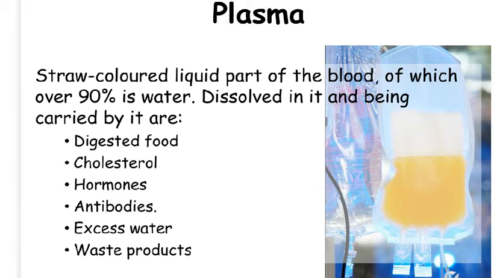Finally, the liquid part of blood is plasma. This is a straw-coloured liquid that is over 90% water. Plasma is important as it carries round red blood cells, white blood cells and platelets, but also because of all the other substances that dissolve in it to be carried around the body. Plasma contains digested foods such as amino acids and glucose, cholesterol, hormones, antibodies, excess water being taken to the kidneys to be removed, and waste products such as carbon dioxide from respiration and lactic acid from anaerobic respiration.